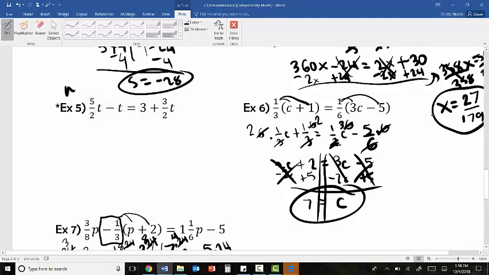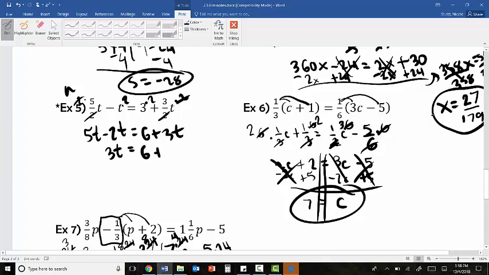So it looks like the LCM obviously is going to be 2. So if you go through and just multiply everything by 2, we're going to get rid of those fractions. So you get 5t minus 2t equals 6 plus 3t. So over here I got 3t equals 6 plus 3t. And if you subtract 3t on both sides, you're going to get 0 equals 6. Now, that's not a true statement. The letters are gone, so you're going to write no solution. There is no value for t that'll work in this problem.